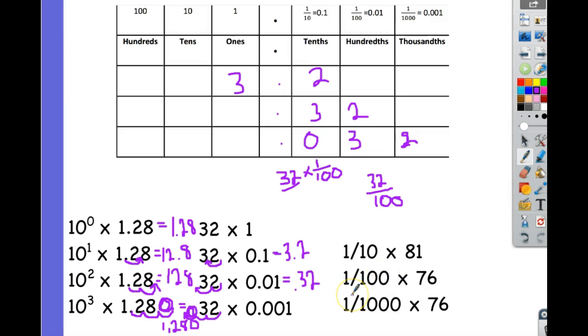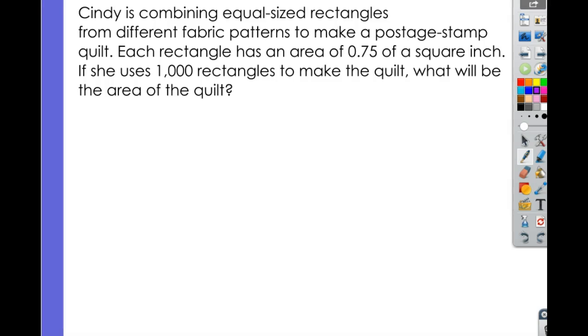Okay, so since we looked at the decimal or the fractions already, I'm going to go ahead and skip this part right here so that we can look at our word problem really quickly. And then I'll give you guys some practice problems to do before you get to class. All right, let's look at our word problem here. Cindy's making a quilt, basically. She's combining equal size rectangles from different fabric patterns to make a postage stamp quilt. Now that's not very important information, so let's just skip past that now.